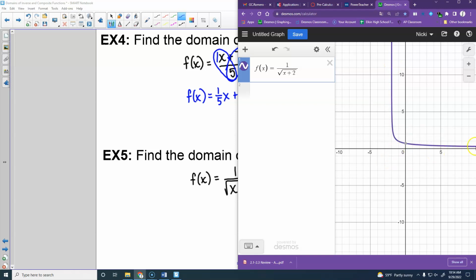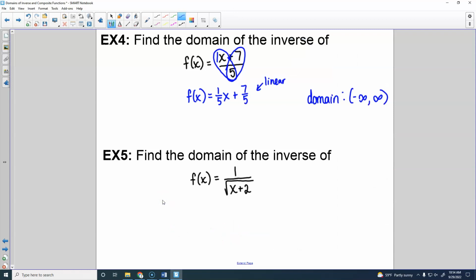So, from the graph, you might be able to come up with it, but this is going to be without a graph. Okay? So let's think about what gives us issues with a domain. What can we not have when we look at a function? We cannot have, underneath the square root, negatives, right? So normally we take x plus 2 and we set it greater than or equal to 0.